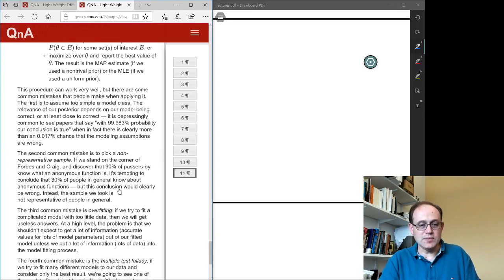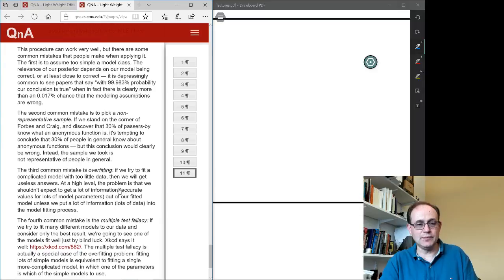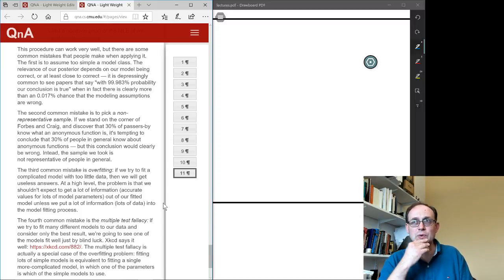All right, so what are the mistakes that people make? Maybe the most common mistake, and it's a mistake that we even make intentionally some of the time, meaning that we don't have a way around it, and so we just deal with the inaccuracy. The first mistake is to assume too simple a model class. The posterior being reasonable depends on our model class and prior being reasonable. And often for computational reasons, we choose a model class that's too simple.